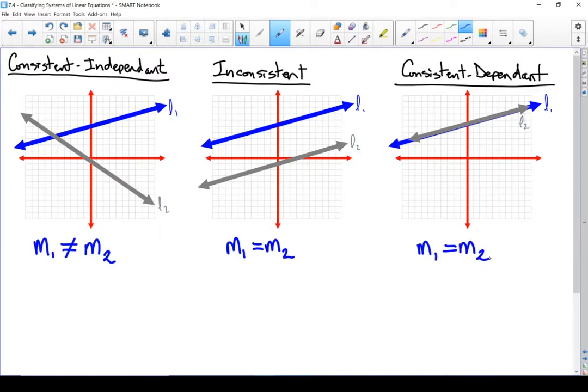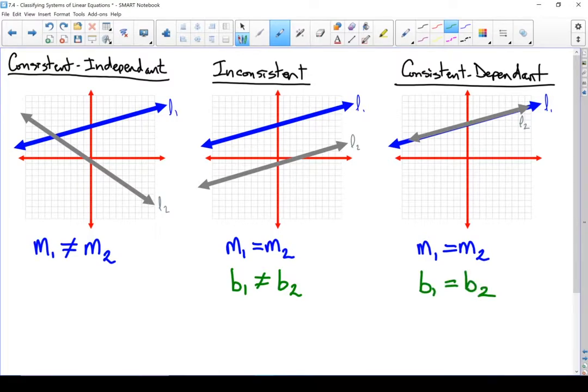So if we're looking at two linear equations, the first step is to look at the slope. If the slopes are different, you've got a consistent independent system. If it's the same, then you've either got an inconsistent or a consistent dependent system. Now we're going to have to start looking at our y-intercepts. In the inconsistent system, we've got two different y-intercepts. They're not the same. So the y-intercept from the first line is not the same as the y-intercept from the second line. When we look at a consistent dependent system, both lines cross the y-axis at the exact same point. So our y-intercepts are going to be the same.